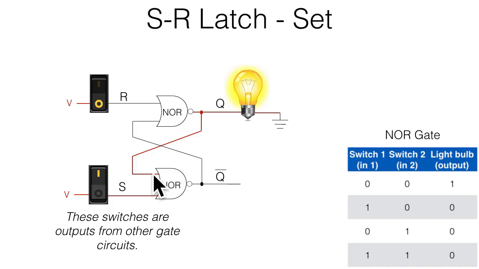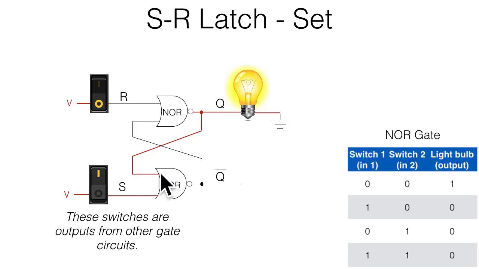Now let's walk through what happens. So if I have power coming in on the set side, I get a 1 here. The reset is off. So this is off, this is off. What's going to happen? Off, off, gives me a 1 out of the NOR gate, doesn't it? So I have no power coming in. The inverse there, it's going to give me a 1.